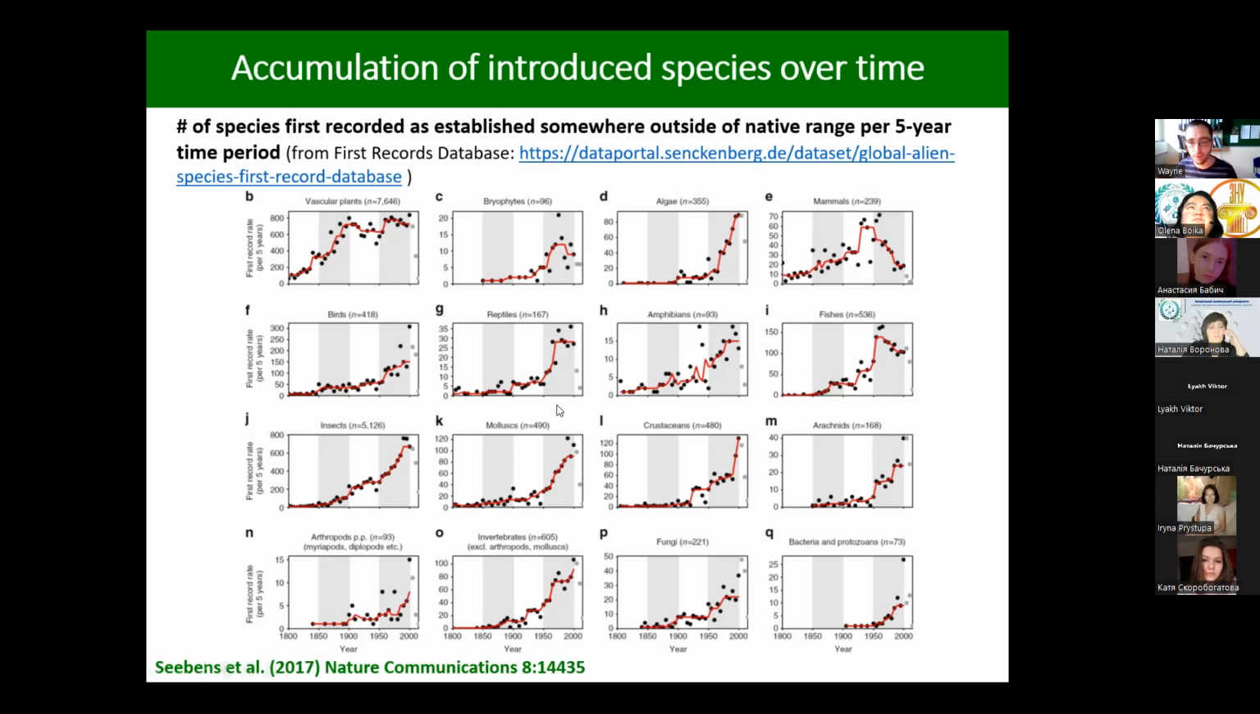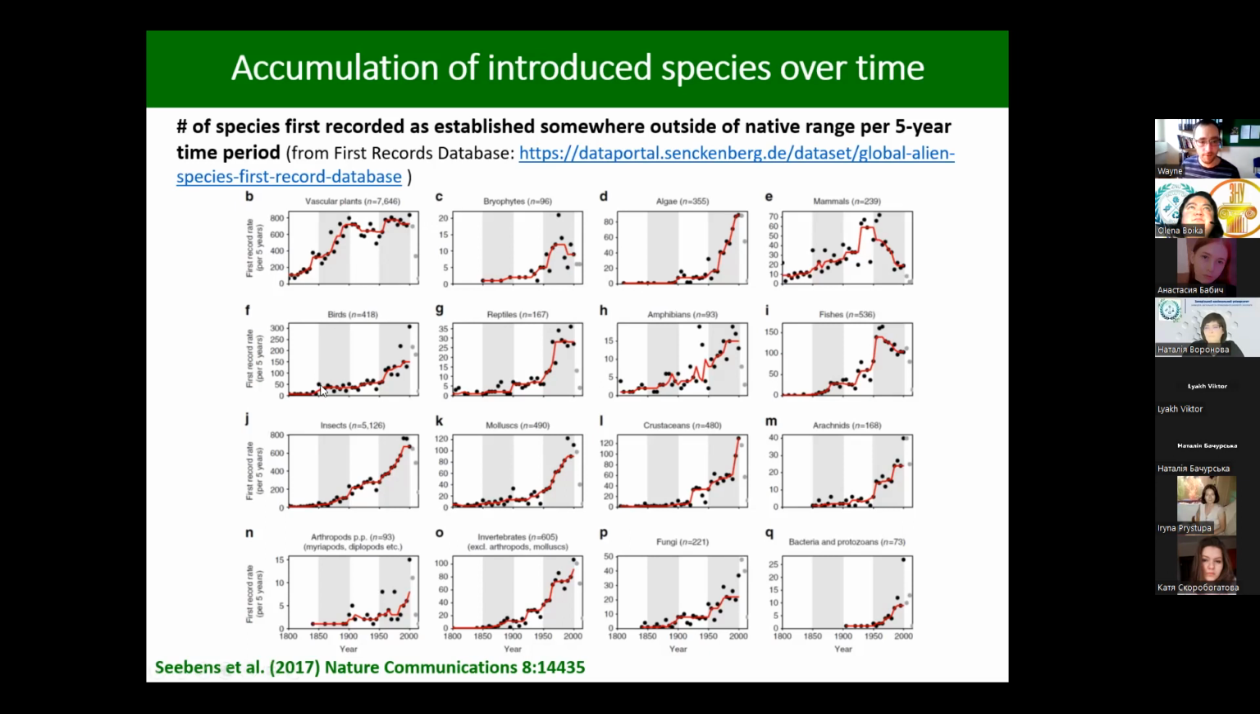For some taxonomic groups, we're seeing a different pattern. So if you look at vascular plants, we can see that we're still accumulating species over time that are newly establishing somewhere, but that rate is not going up anymore. It's flattening off. And that probably indicates that over the past couple of centuries, we've been introducing a lot of plants for ornamental purposes, and we may not be discovering more plants to introduce and use as ornamentals in quite the same way as we did during the past.